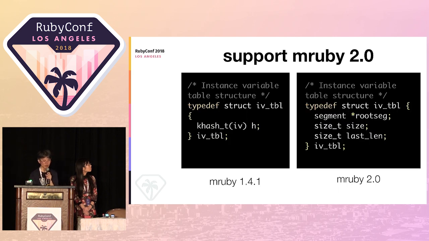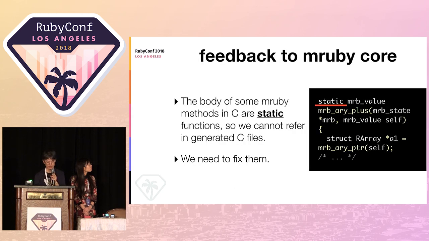In mruby 2.0, the implementation of instance variables seems to have changed significantly. We should also make changes for that. Left side is mruby 1.4, and right side is mruby 2.0. mruby 1.4 uses a hash structure, but mruby 2.0 uses a segmented structure. So we can fix this structure. Furthermore, for this method to be widely used, it's necessary to implement it without modifying mruby itself.